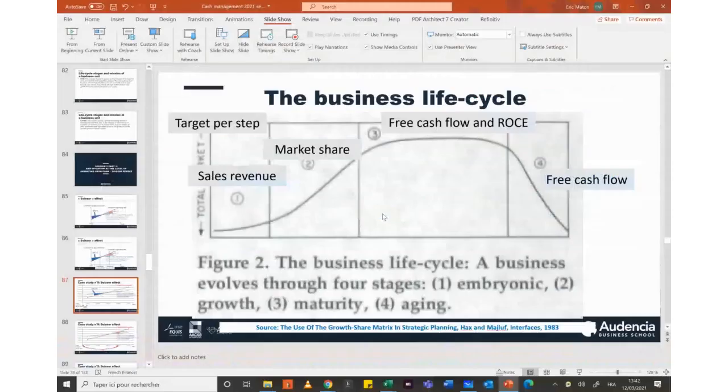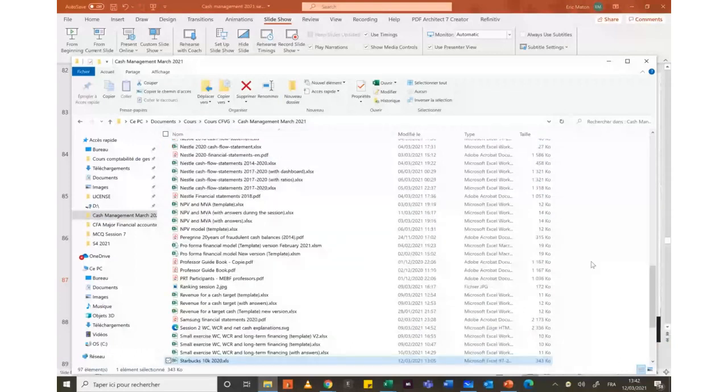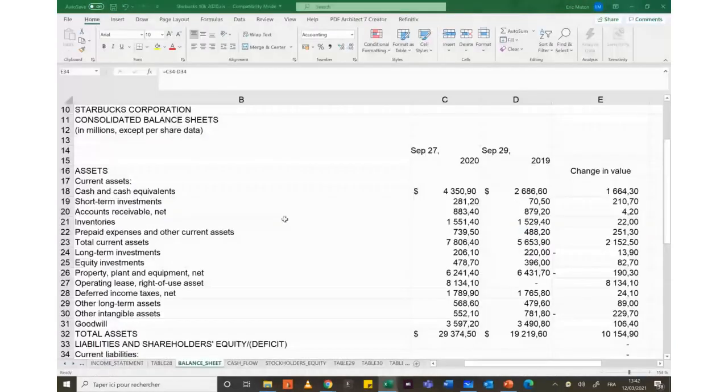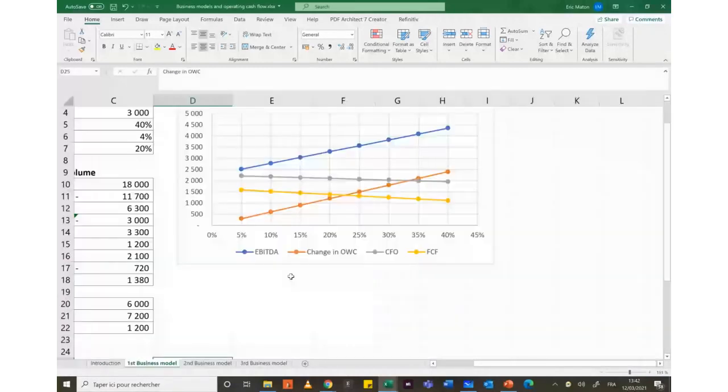So we saw it already with the business model. I can come back to the Excel file with the business models. It was this one. You have the correction on Canvas. For instance, business model number 1. We have a decrease in the operating cash flow because we have an increase in the EBITDA which is lower than the increase in the change in operating working capital. The slope of the orange line is higher than this one. So we are decreasing the operating cash flow.